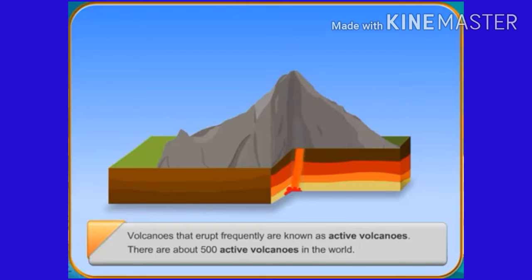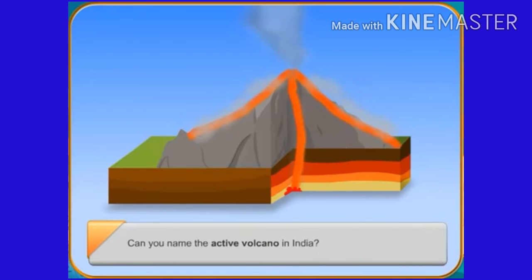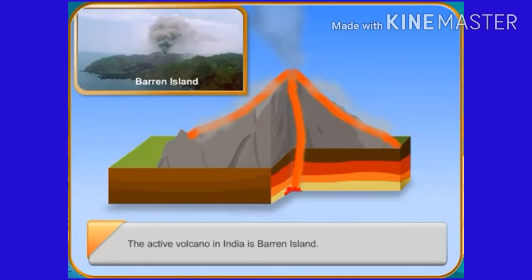Volcanoes that erupt frequently are known as active volcanoes. There are about 500 active volcanoes in the world. Can you name the active volcano in India? The active volcano in India is Barren Island.